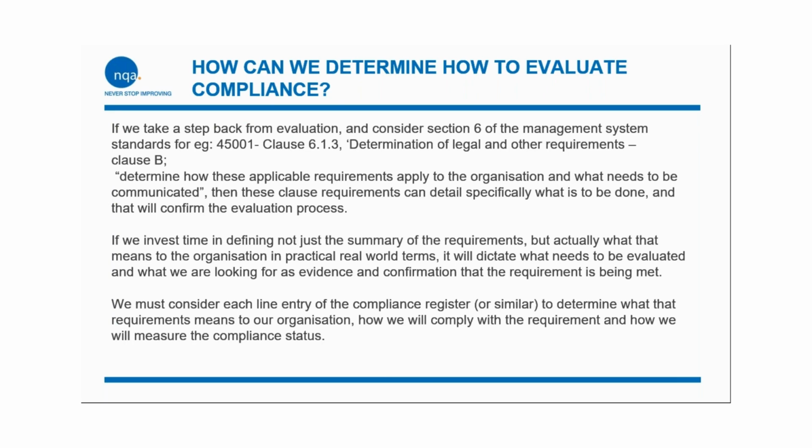If we take a step back from the evaluation process and consider section 6 of the management standards, for 45,001, 6.1.3 is determination of legal and other requirements. And in clause B of that particular element, it says determine how these applicable requirements apply to the organisation and what needs to be communicated.